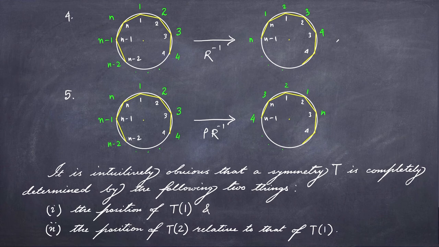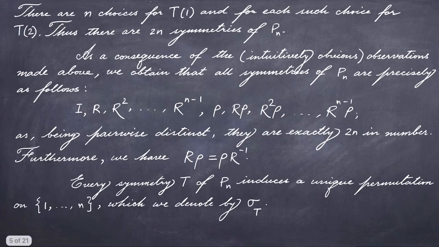So for the first vertex we have n places to go, and for each such choice for the first vertex there are exactly two choices for the second vertex, right? Because the first and second vertex, when you apply any symmetry, will remain consecutive. So thus we see that there are exactly 2n symmetries of Pn.